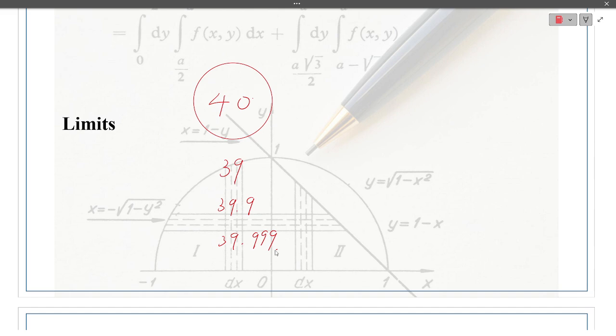In this scenario, 40 is the limit of the speed. Mathematical limits are very similar to real-life limits. They represent values that we can approach infinitely close, but never actually reach. So let's now explore limits using a function.